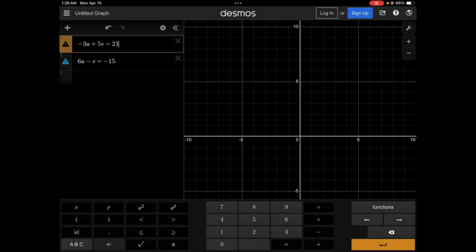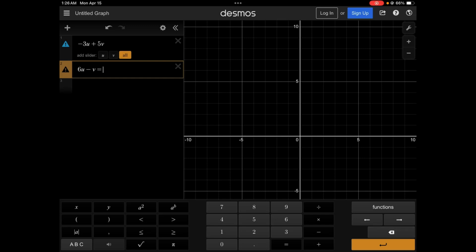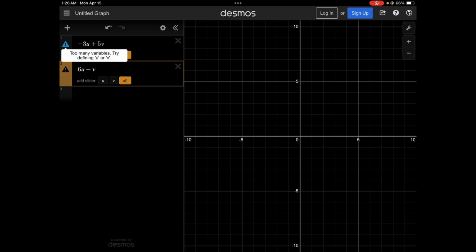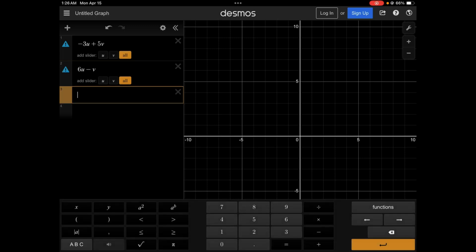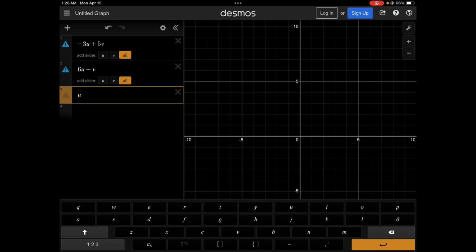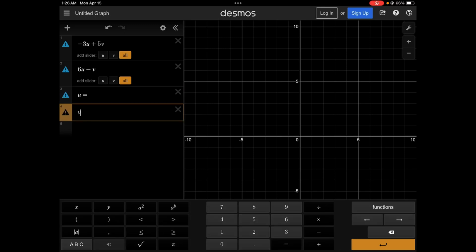So to help that, let's get rid of the 21, and let's get rid of the -15 and the equal sign. Now let's see what the message says. Too many variables, try defining u or v. Now I have to define u or v. Okay, let's try to define u or v. Let's say that u is that and v is that. So let's put u equals and v equals.